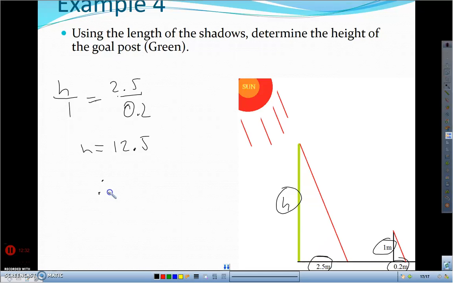Therefore, the goalpost is 12.5 meters tall.